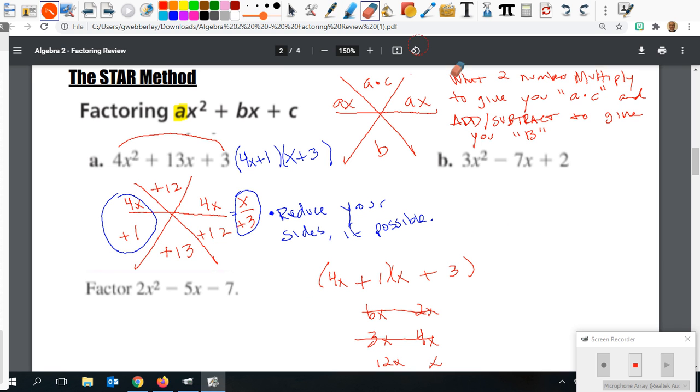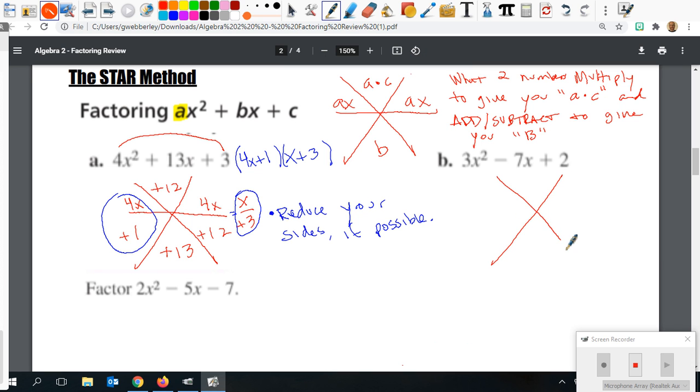Let's try the B. Now, I know I spent quite a long time on this first one. We'll do this one a lot faster now that we know the method. So first start with your star. We'll start with drawing the star down. Start with the top of the star, which is A and C. A times C is 3 times 2, which is 6. Positive 6, I'm going to put the positive there.